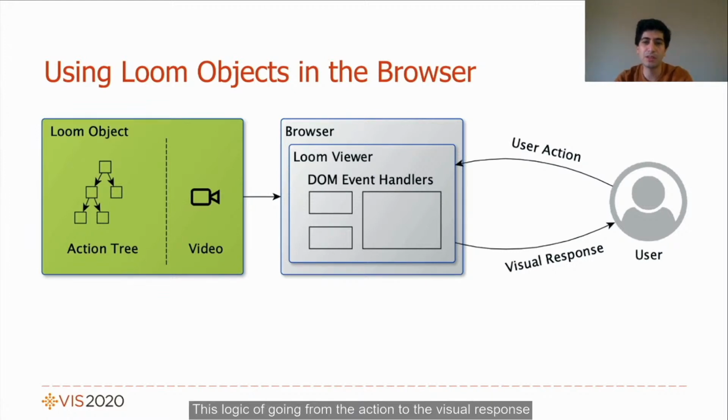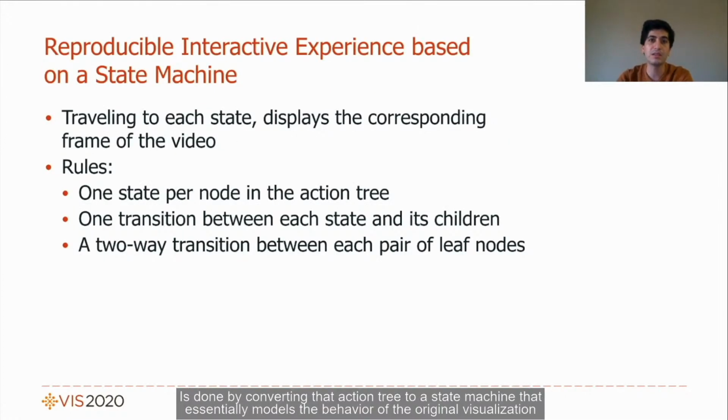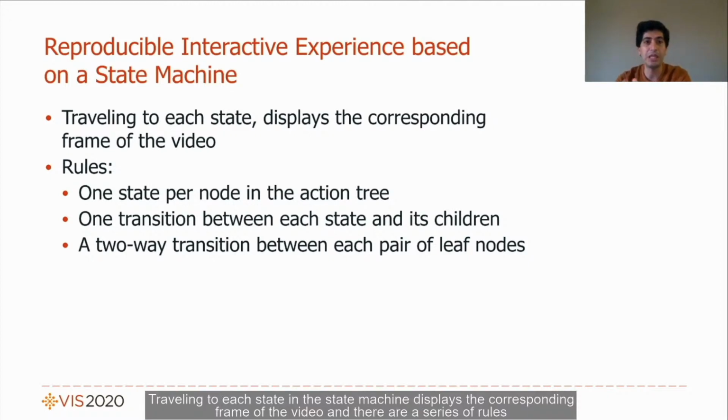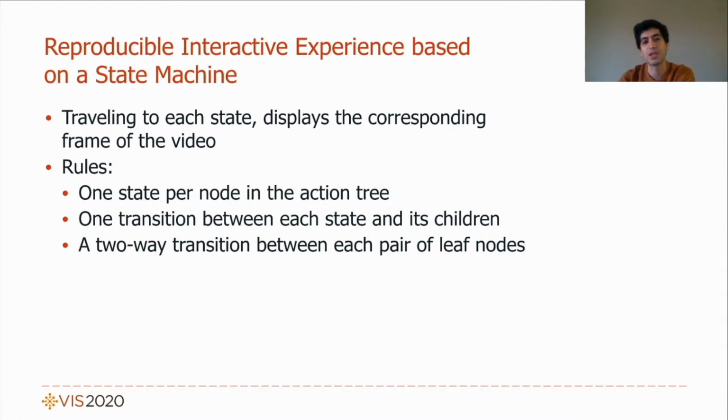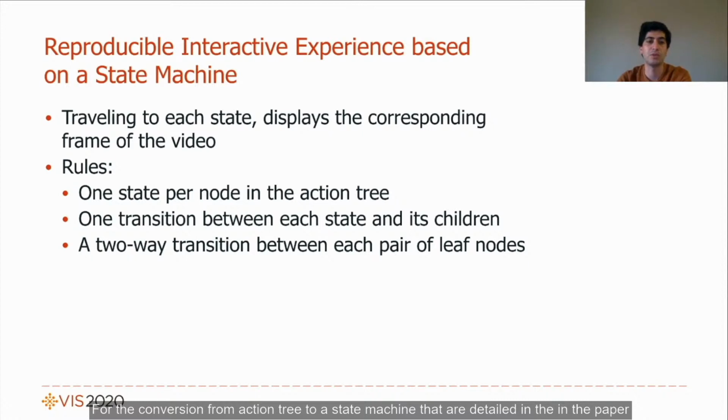This logic of going from the action to the visual response is done by converting that action tree to a state machine that essentially models the behavior of the original visualization. Traveling to each state in this state machine displays the corresponding frame of the video. And there are a series of rules for the conversion from action tree to a state machine that are detailed in the paper.